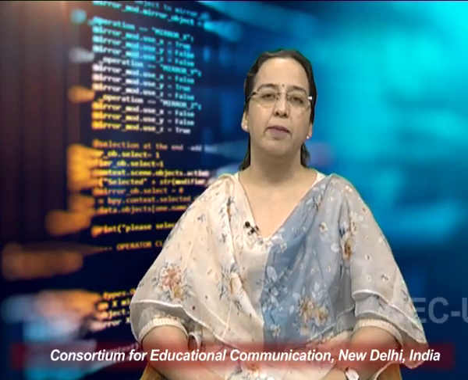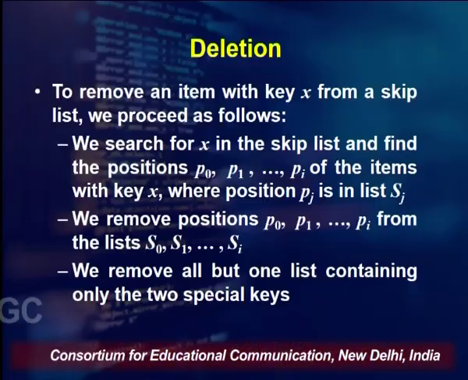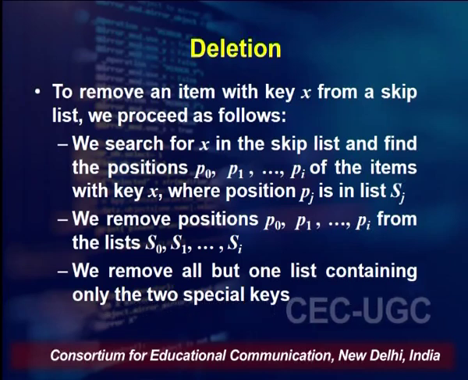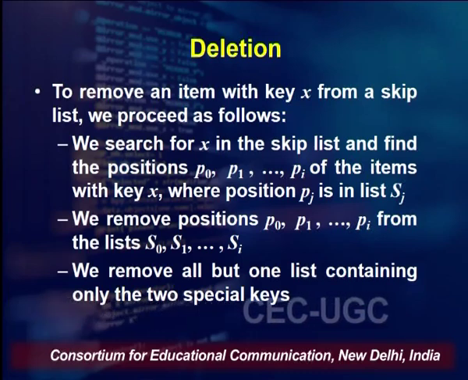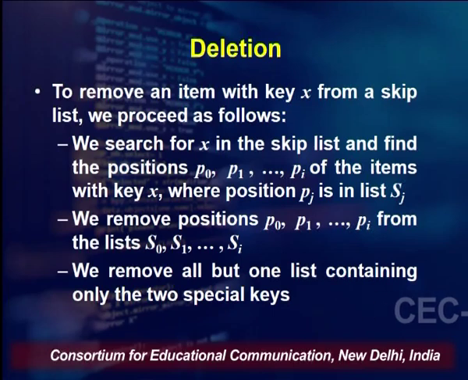Similarly, if we talk about deletion, in order to remove an item, let us say the key of the item is x and we want to remove that from the skip list, we need to search first for that x in the skip list, and we need to reach that particular position of the skip list, and we will be removing all the positions.